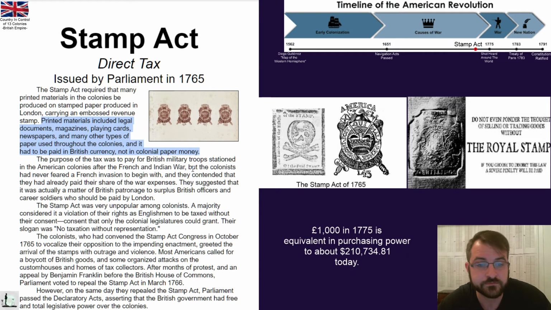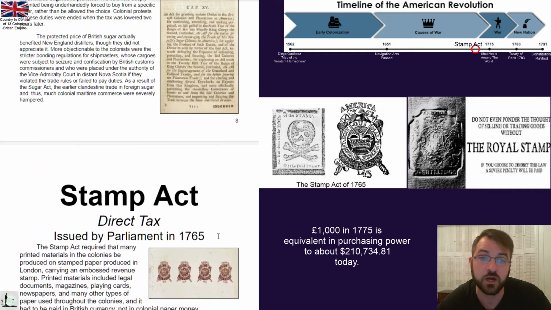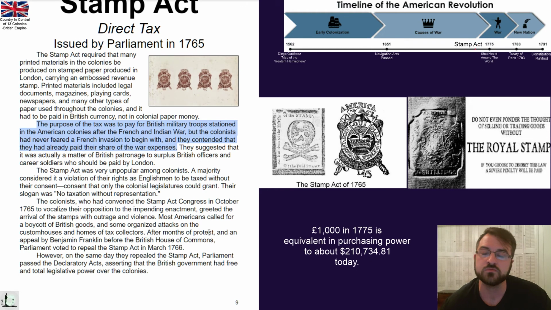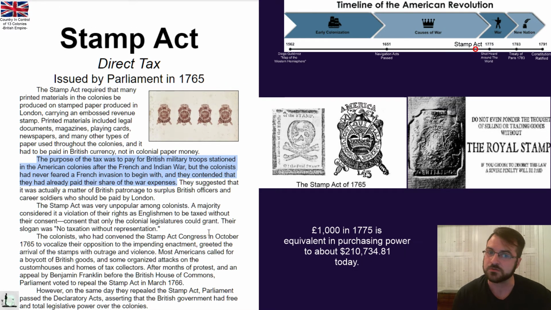The purpose of the tax was, once again, to pay for British military troops stationed in the colonies after the French and Indian War, but the colonists during the French and Indian War had never really feared a French invasion to begin with, and they contended that they had already paid their fair share of the war expenses with the Sugar Act. They feel like, we didn't like it, but we paid it. And now you're doing it again.